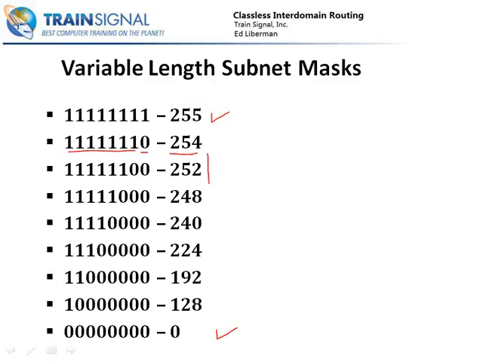And I have the same thing all the way down here. There's a whole chart of the different subnet mask entries that you could have, as long as the ones are on the left and the zeros are on the right. So if you've ever come across a subnet mask on a computer that was not all 255s and zeros, this is the reason why.